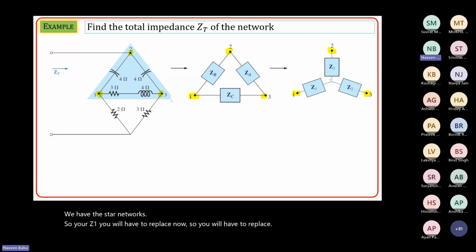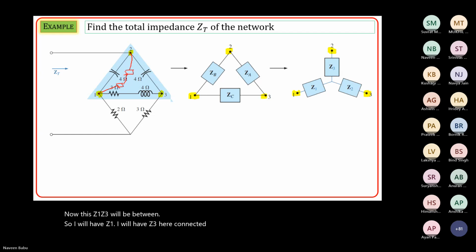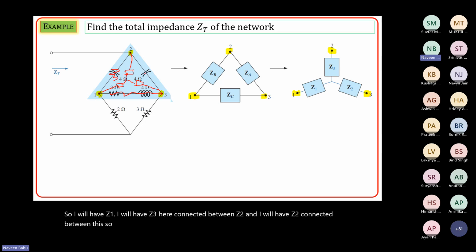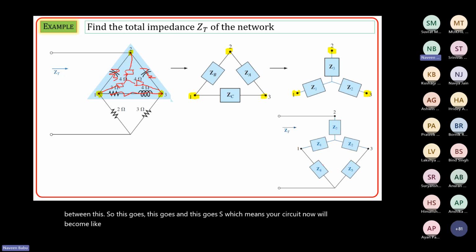Now this Z1, Z3 will be between. So I will have Z1. I will have Z3 here connected between Z2, and I will have Z2 connected between this. So this goes, and this goes, which means your circuit now will become like this. So Z1, Z2, Z3. Now, what are the values?